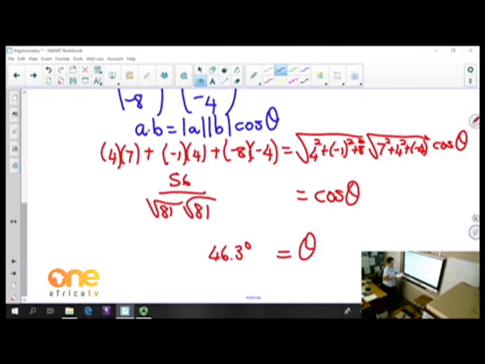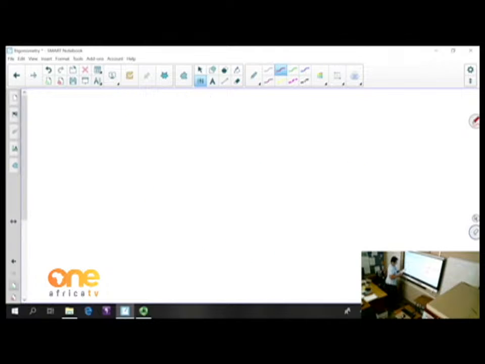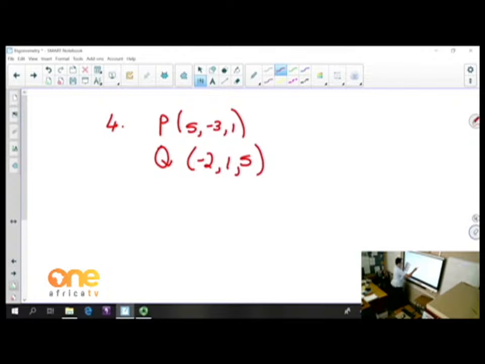I hope you are sure of getting these angles, because this is the basic concept. There's a few things coming up, but this is what we really want to do. Right, and the last one that we're going to do there is number 4. It says in triangle PQR, P has the coordinates 5, negative 3, 1, so it's 3 dimensions. Q is negative 2, 1, 5. And R is equal to 9, 5, 0.